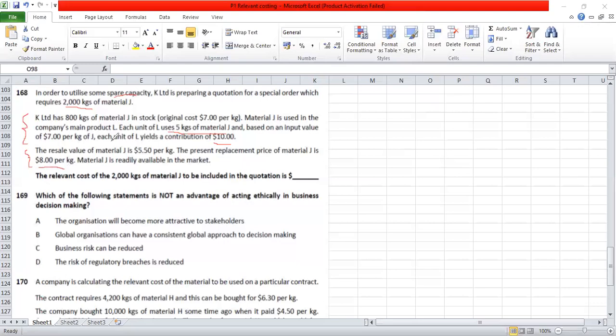Replacement is when the present stock is already used by L, and in place of that, additional material is purchased. So that is an additional thing. The present stock is consumed by the production of L. L will consume everything. The new set of material which will be required for this special order can be acquired at the present replacement price of 8 per kg. So out of this given set of information, what would be the relevant cost of 2000 kgs? The required material is 2000 kgs.